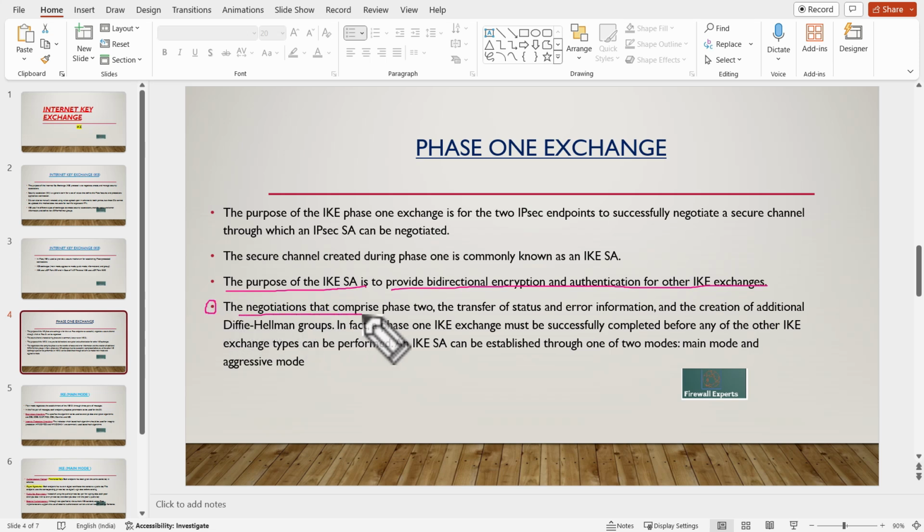The negotiation of phase 2, the transfer of status and error information, and the creation of additional DH groups all use it. In fact, a phase 1 IKE exchange must be successfully completed before any other IKE exchange types can be performed. So before moving to phase 2 or any further processing on the IPsec VPN, phase 1 should be up first, then other processes will start. This is the mandatory step for IKE.